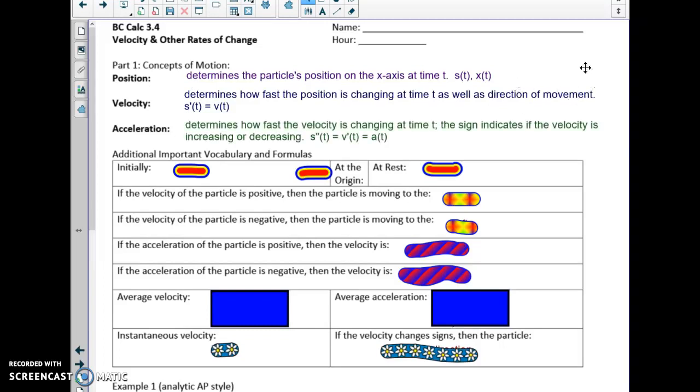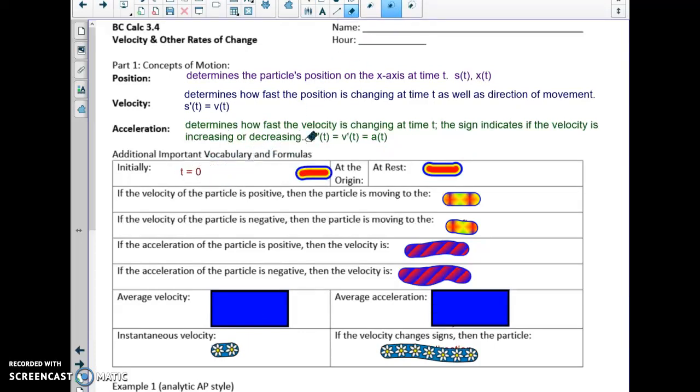And we have acceleration, and acceleration is basically how fast the velocity is changing at time t. So it's another rate of change. And the sign of the acceleration indicates the velocity is increasing or decreasing. And we write acceleration as a of t, but it's found by taking the derivative of velocity or the second derivative of the position.